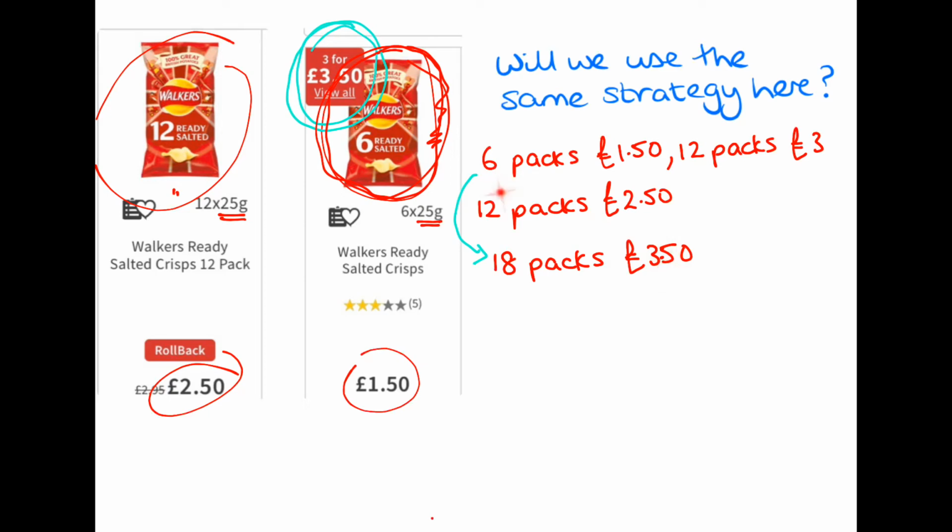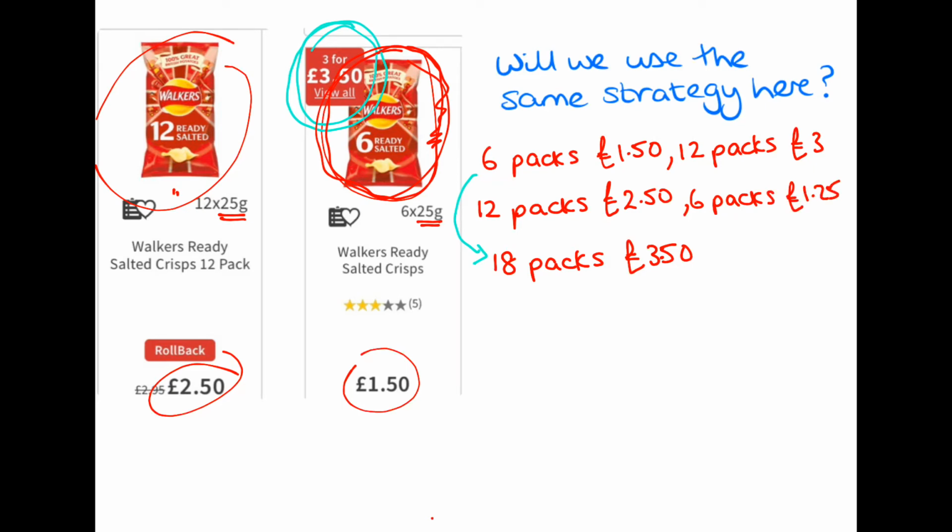Well, let's have a think. We could work out again, we could think about the 6 packs, couldn't we? Because if we divided that by 2, that would tell us how much for 6 packets. So let's do that to start with. So if 12 packs were £2.50, that would mean each 6 packs cost half of that, so that would be £1.25.